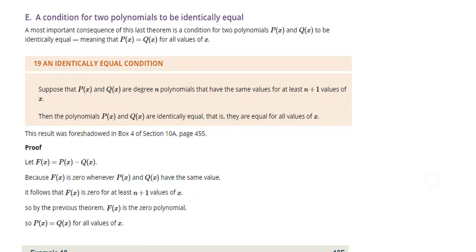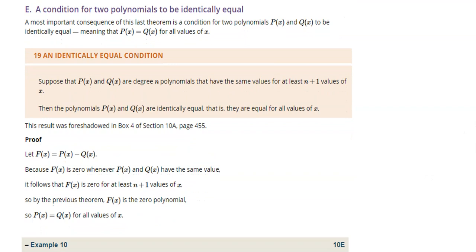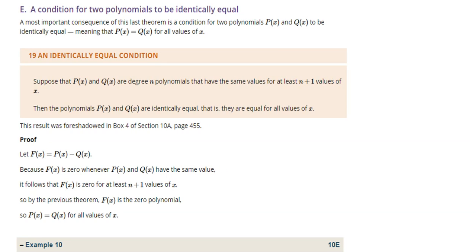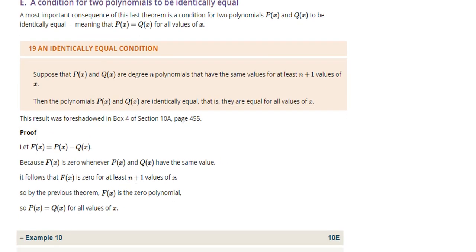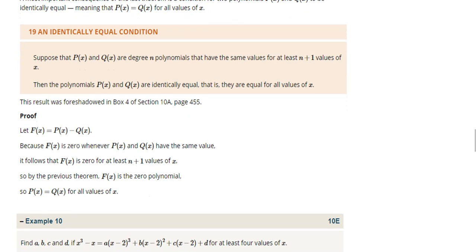Condition for two polynomials being identically equal. A most important consequence of the last theorem is a condition for two polynomials, p of x and q of x, to be identically equal, meaning that p of x is equal to q of x for all values of x. So every value of x would be the same when you plug them in, the y value.